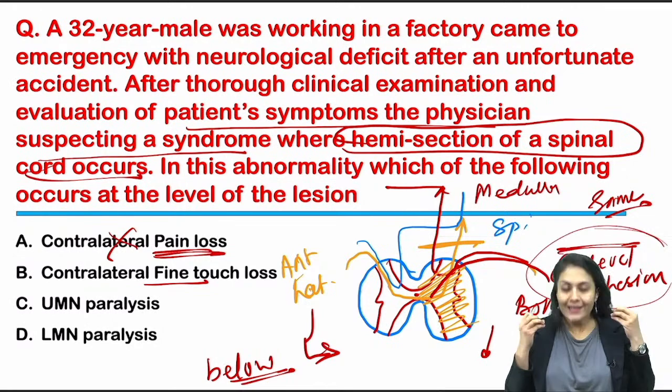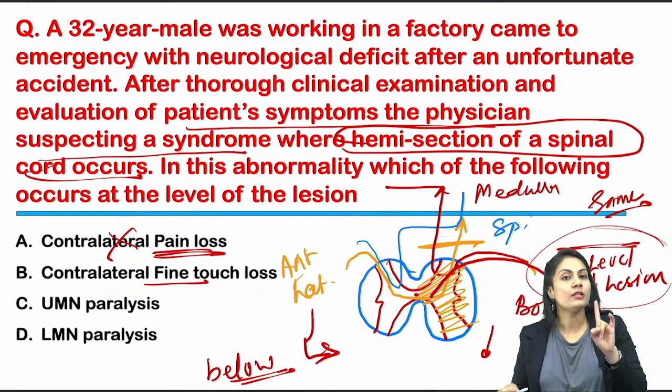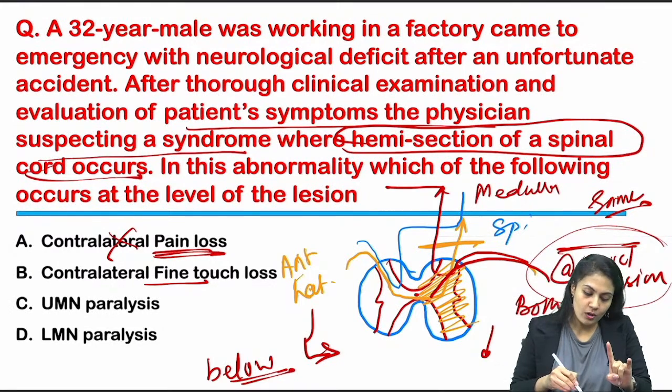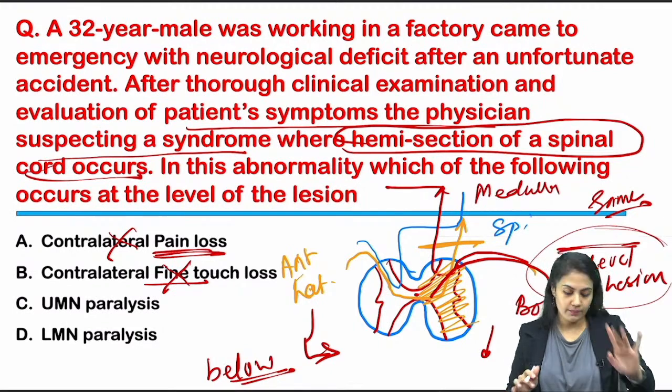Okay, contralateral fine touch loss. Fine touch will never be lost on the contralateral side. Please remember, it will always be carried by the dorsal column. Dorsal column is always lost below at the same level, it will be the same side, ipsilateral.